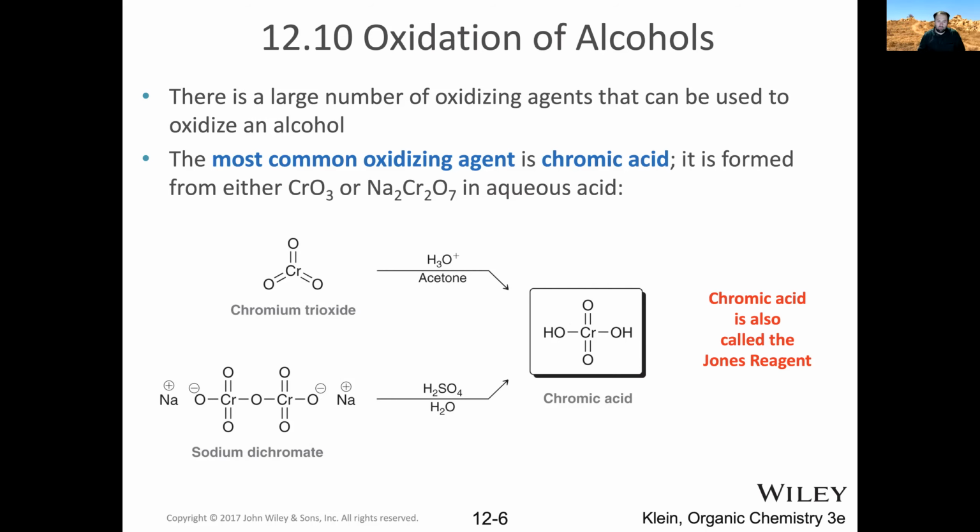You generate it with one of these combinations. So either you'll see chromium trioxide with H3O+ and acetone, or you'll see sodium dichromate with sulfuric acid and water. Now keep in mind, you do have to have all of those reagents present, either this set or this set, in order to actually cause the chromic acid to form and thus cause the oxidation.